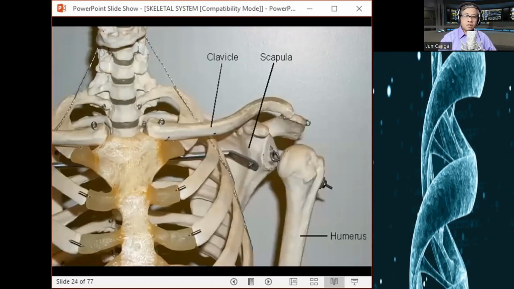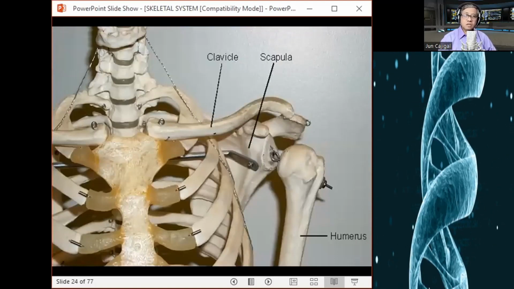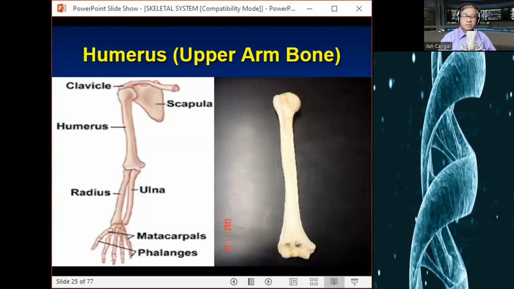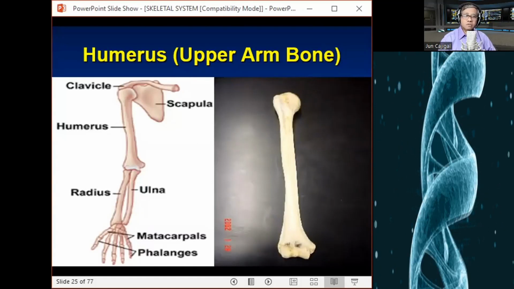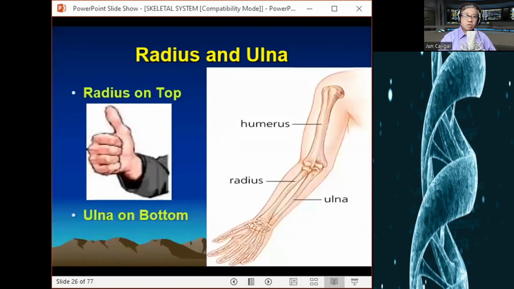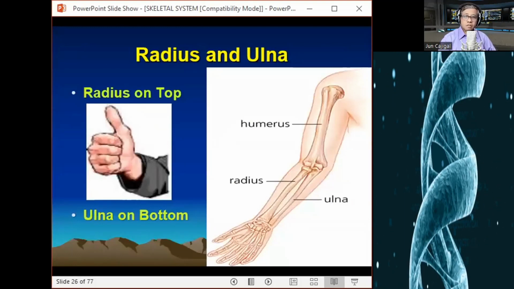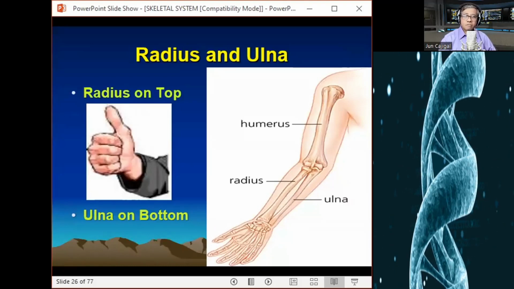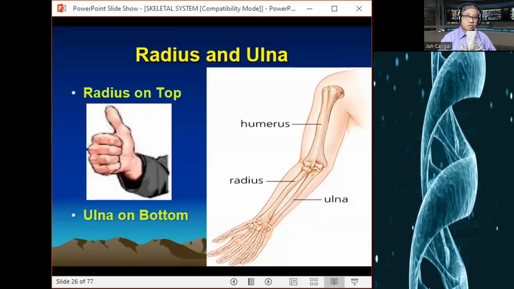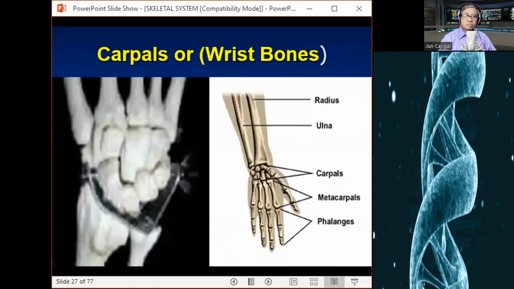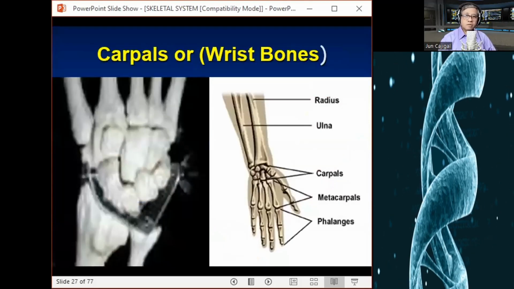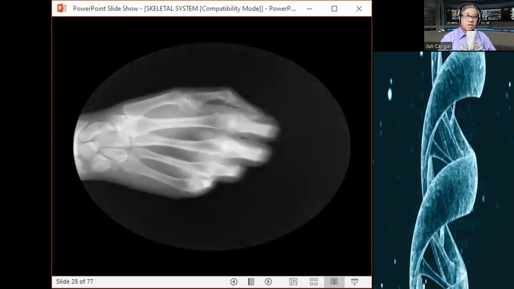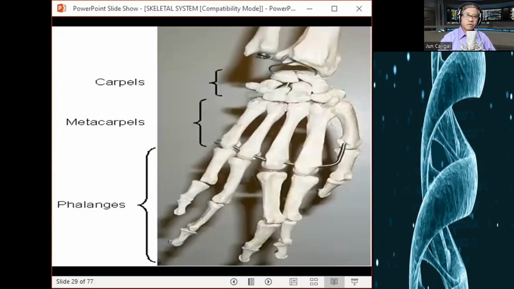So the clavicle and scapula attach the arm to the axial skeleton. Now for the arm, we have the following bones. So we have the humerus, that's the bone of the upper arm. Then the bones of the lower arm, we have the radius and ulna. If you will notice, the radius is on top, the ulna is at the bottom, and the radius is aligned with the thumb. Then we have the bones of the wrist, or the carpal bones, or simply carpals. Then we have the palm bones, or the metacarpals, and we have the phalanges of the fingers.